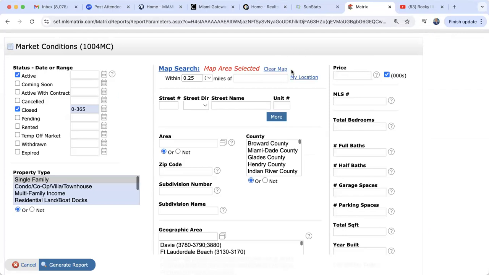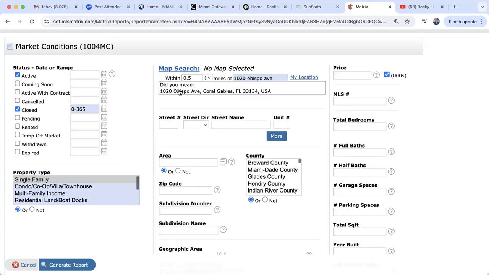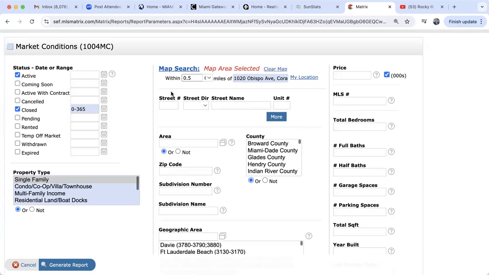All right. So what happens if you are running a CMA for a property, and what you guys need to do is find out how the market is behaving around that property? All right. So we're going to clear the map. And let's say the property address is this here. I'm going to go ahead and do a half-mile radius. And the property address is 1020 Obispo Avenue. And this is in Coral Gables. So we're going to go ahead and select it. So let's say 1020 Obispo Avenue is the actual subject property that we're selling or buying. And we want to see how the market is behaving within a half-mile radius. And we're going to go ahead and click on Generate Report.